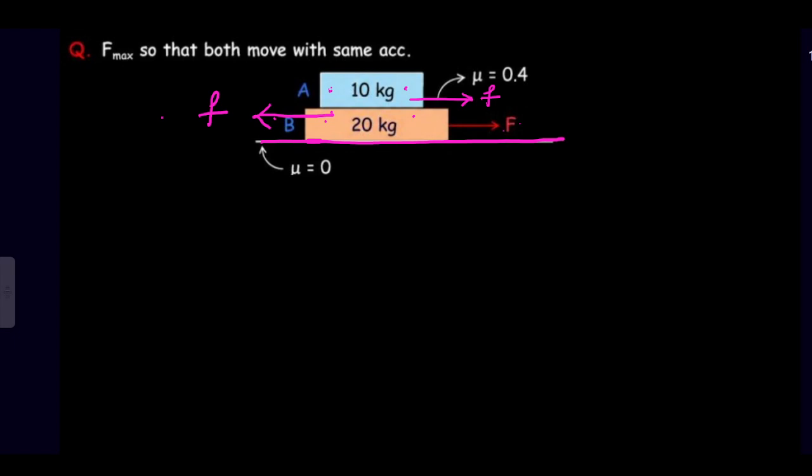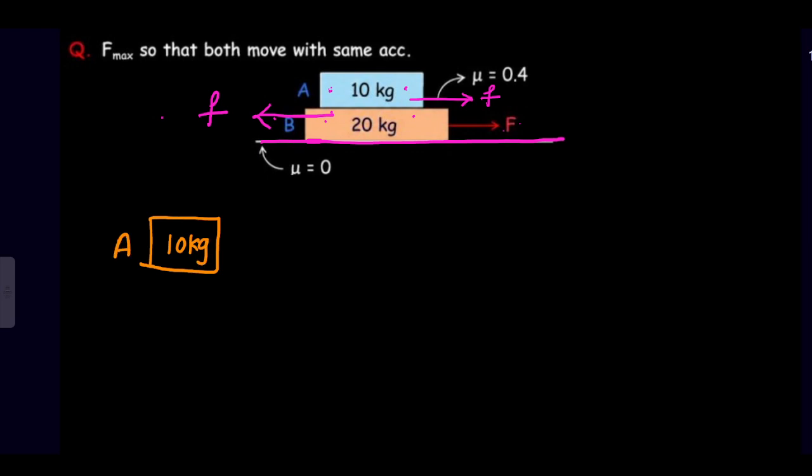Now look here. The first thing we need to do is draw the diagram separately: block A separate, block B separate. Now you need to treat the block in which only friction is present and there is no other force. Which block? The 10 kg block. That block you consider first. On this 10 kg block only friction is present, so we consider this block first. And this is the A block, right?